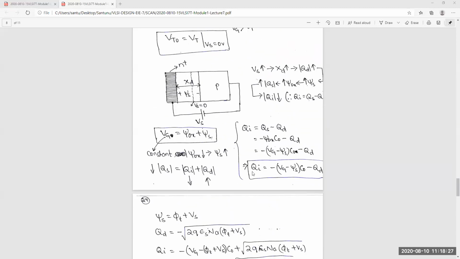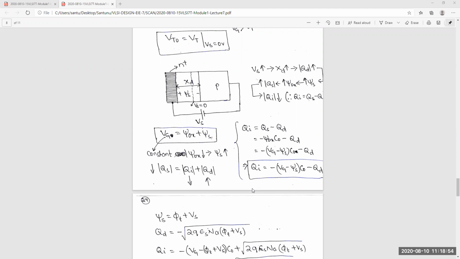Sir, yes, XD is increasing. Sir, XD is QD by QNA, so QD is increasing because it is directly proportional. That is why the depletion charge QD increases. Sir, as more depletion charge QD is increasing, the charge in the surface inversion area is decreasing. Yes, that is what you want to say.